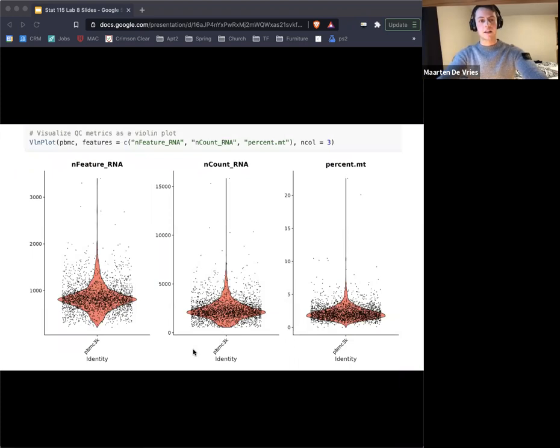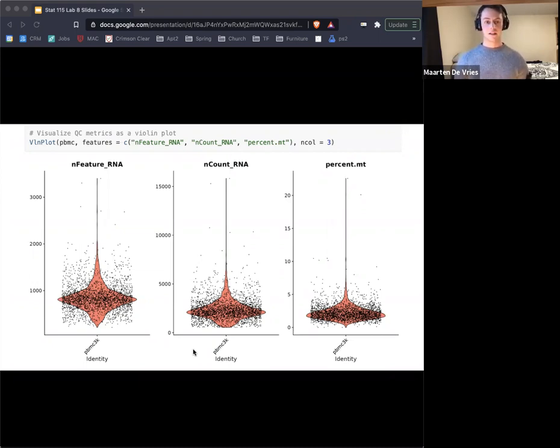Okay, so now let's think about, during this quality control, what kinds of cutoffs should we set? Again, we don't want too many or too few RNA counts. We don't want too high a percentage of mitochondrial genes. So how do we think about that? The answer is not so straightforward. There are some rules of thumb, but one way to start that process is by doing a violin plot.